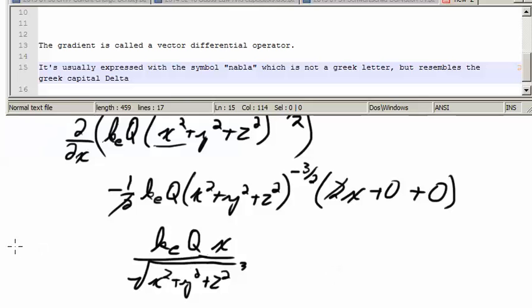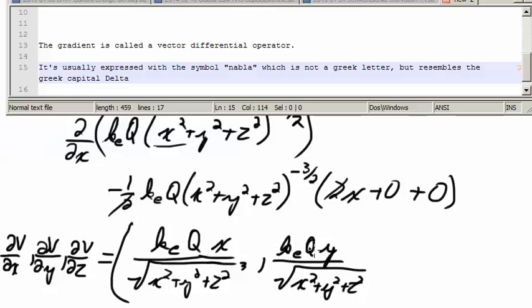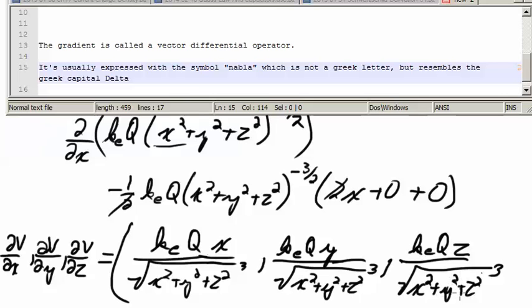Now you can show pretty easily from that that del v del x comma del v del y comma del v del z is going to equal the vector k sub e q x over the square root of x squared plus y squared plus z squared, cubed, k sub e q y over the square root of x squared plus y squared plus z squared, cubed, comma k sub e q z over the square root of x squared plus y squared plus z squared, cubed.